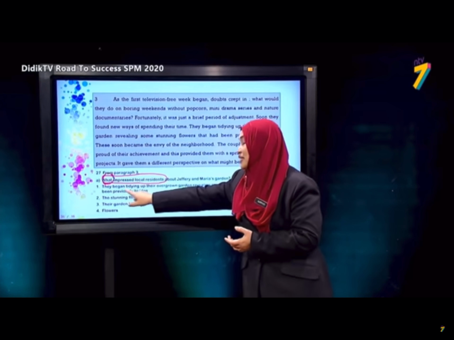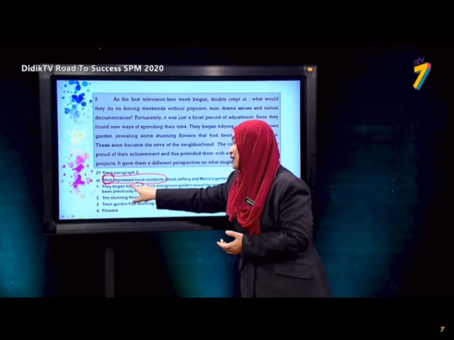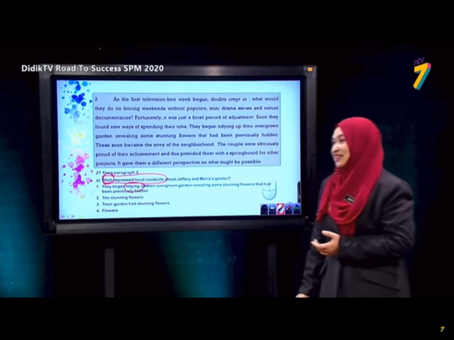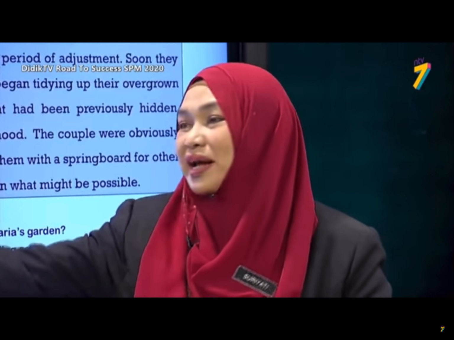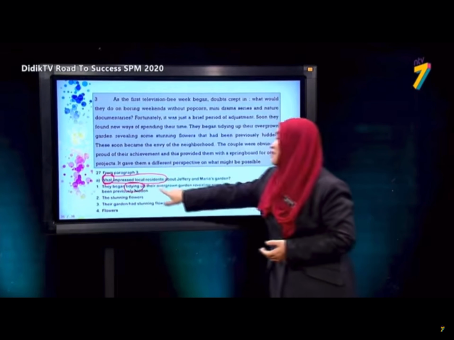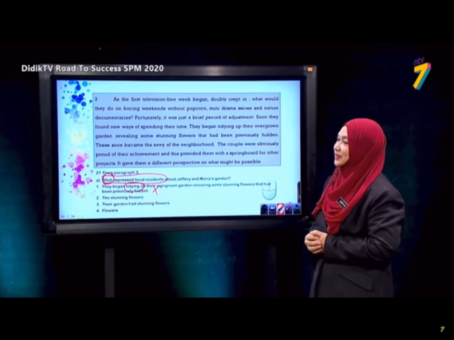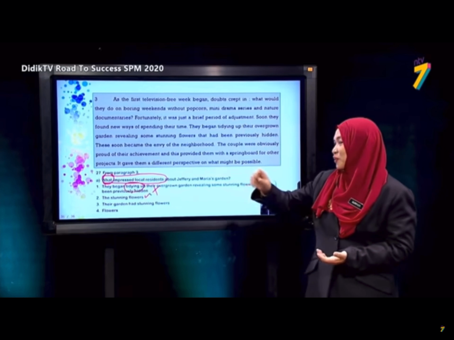If you have read the paragraph, look at number 1. Just by reading the sentence, they began tidying. Tidying is an activity. So does that answer the question? We are searching for what. What does it mean by what? So is this answering the keyword what? No. So is it correct? Wrong. Number 1 is wrong. What about number 2? The stunning flowers. Answering the question what or not? Yes. So that's the answer.